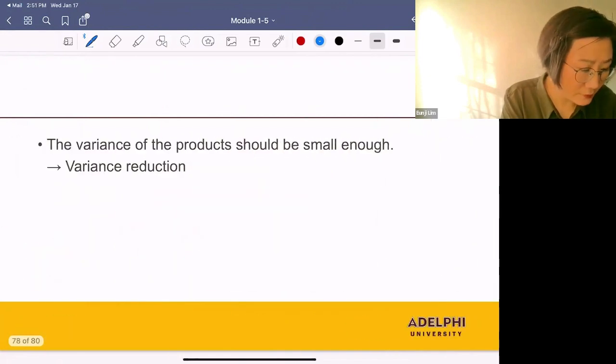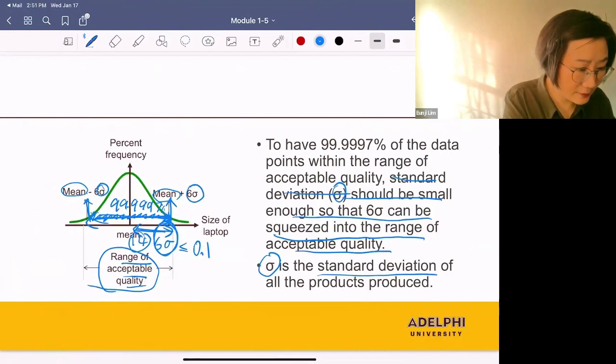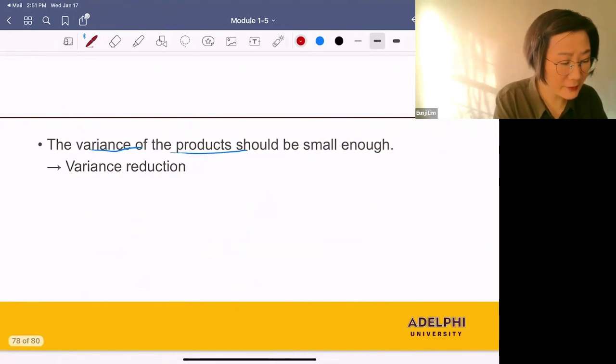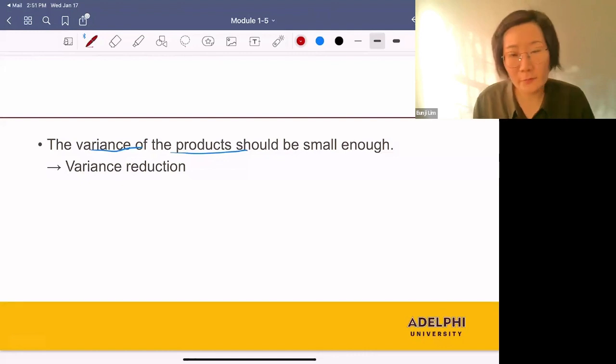So in other words, the variation of our products should be small enough so that 6 times sigma is less than the half width of the range of acceptable quality. So that's the idea of Six Sigma. The variance of the products should be small enough. The variance reduction is important.